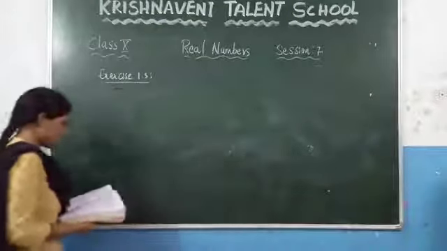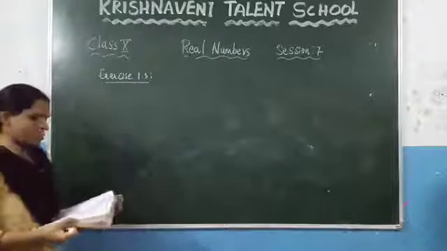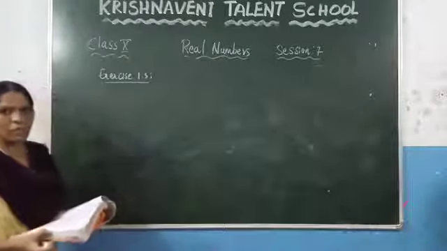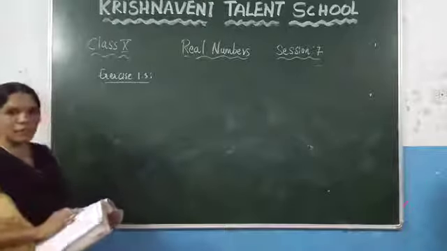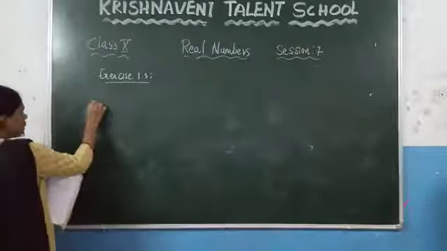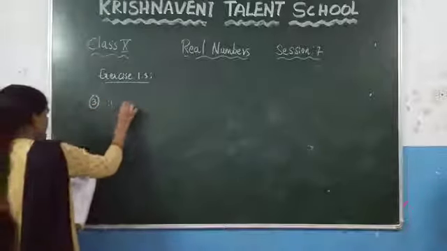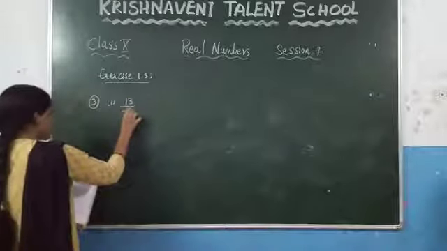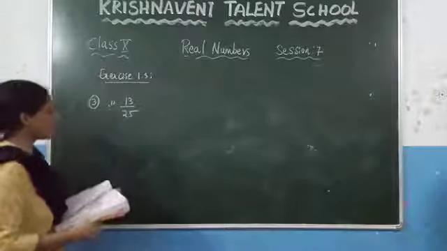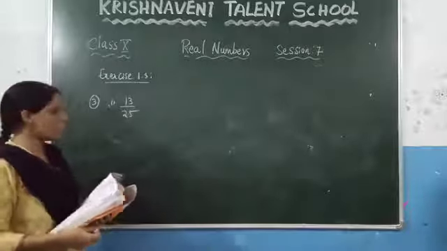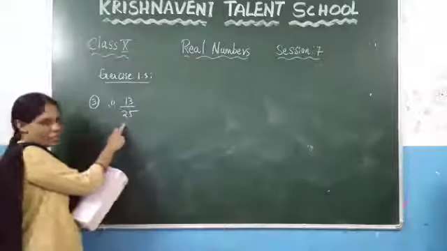Here, what the third question says is: write the following rational numbers in decimal form. You need to write these rational numbers in decimal form. The first one is 13/25. To write this number in decimal form, you need to find the prime factorization of the denominator.